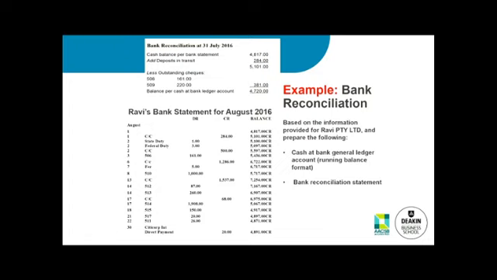Okay, let's continue with our lecture. So, here is an example of bank reconciliation.